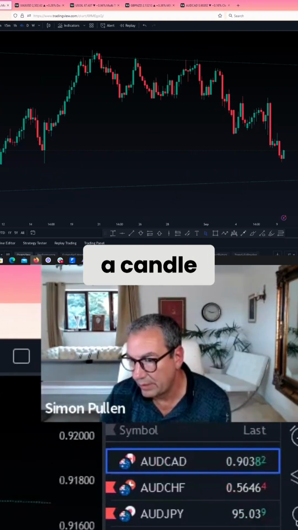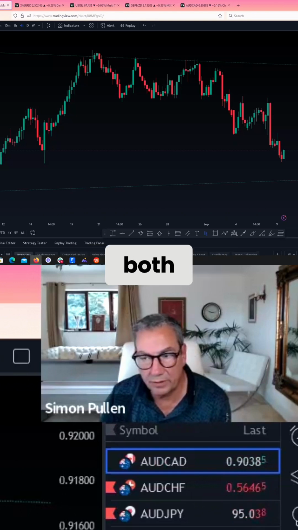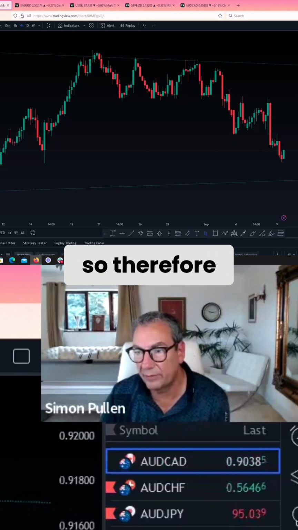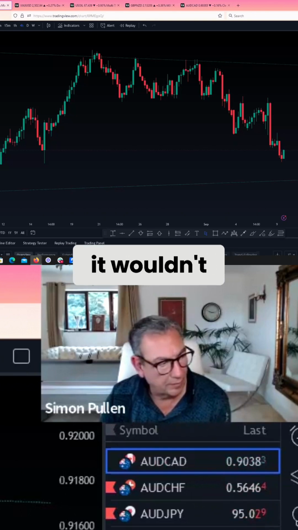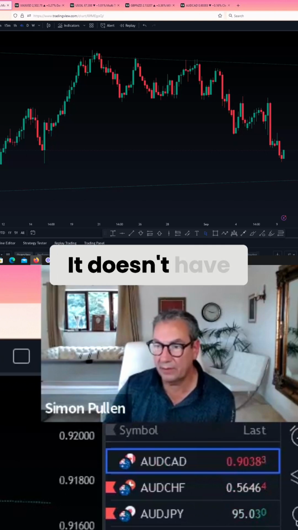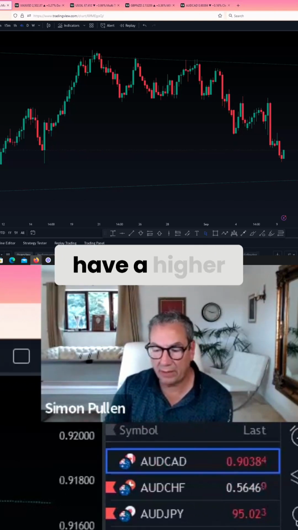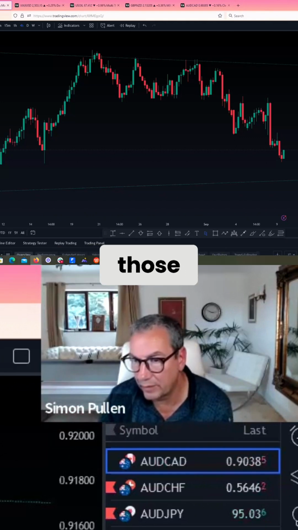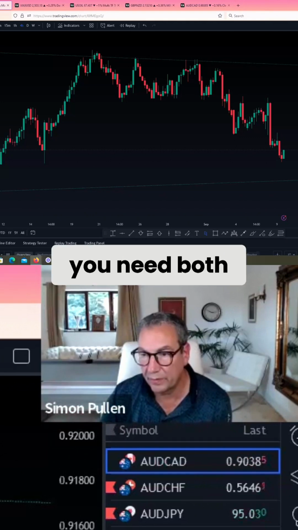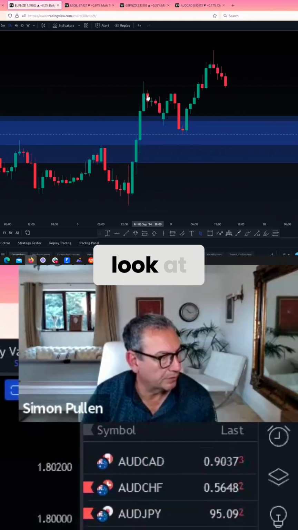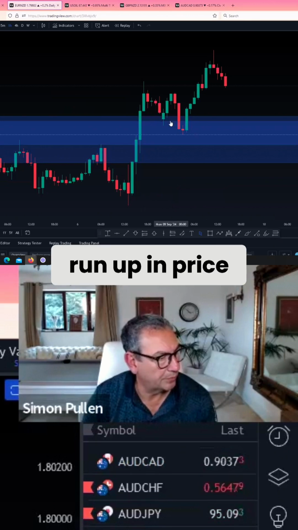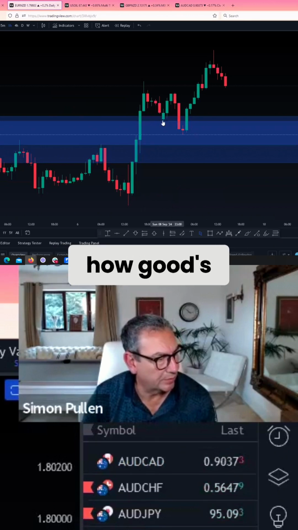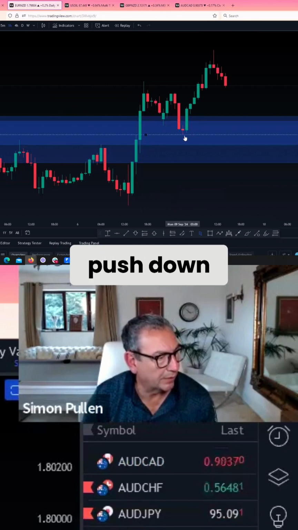Sometimes you get a candle with hardly any wicks on it. Well, both conditions haven't been fulfilled, so therefore it wouldn't count. You've got to have a higher wick and a higher body. It doesn't have to be on the same candle, it can be on different candles. As long as you've got those, you need both conditions. Move up in price. Look at that. Run up in price, pull back, push back up. How good's that? Enter there, push down.